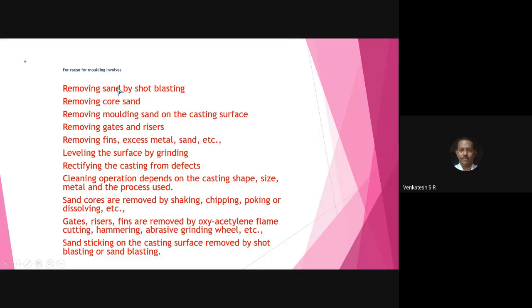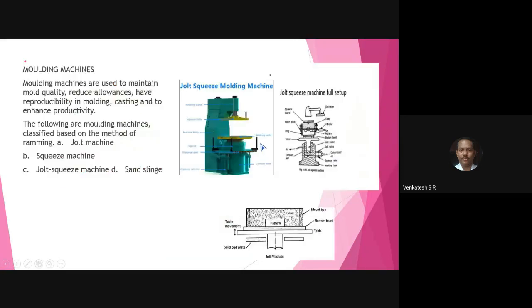So this is the explanation for fettling and cleaning of casting. This is the jolt squeezing machine, the operation carried out in the jolt squeezing machine. As I already explained the molding machines in the molding section, once again you have this here.